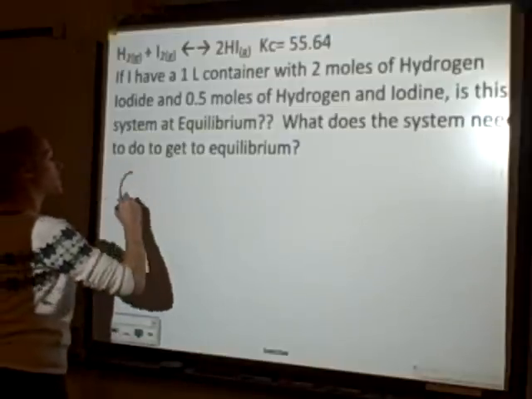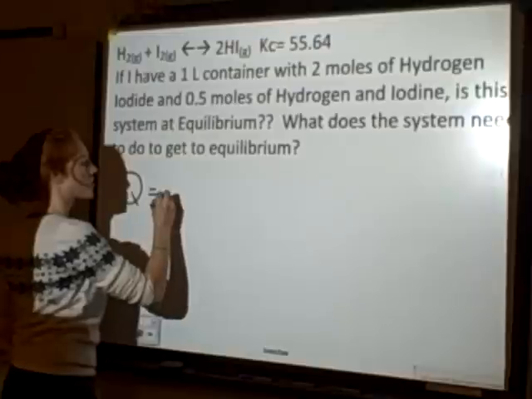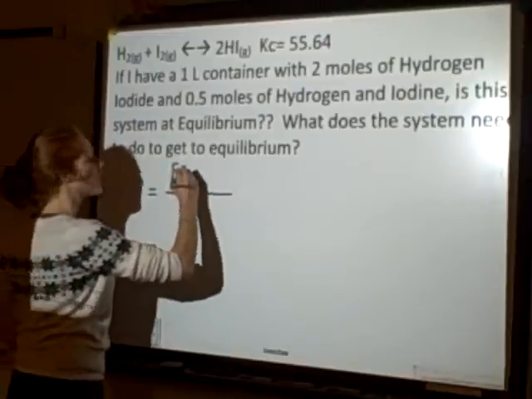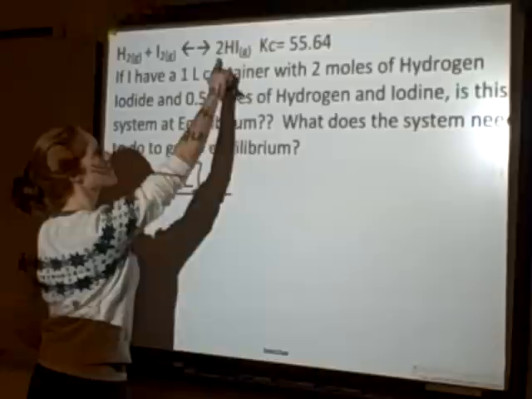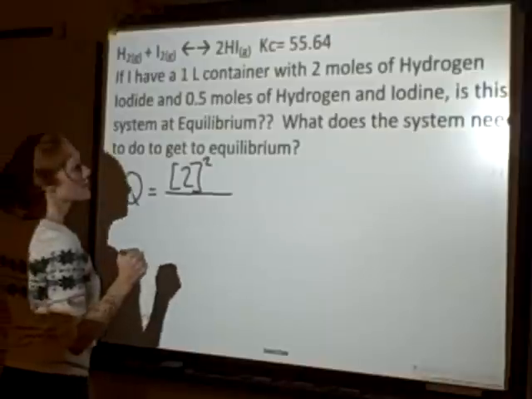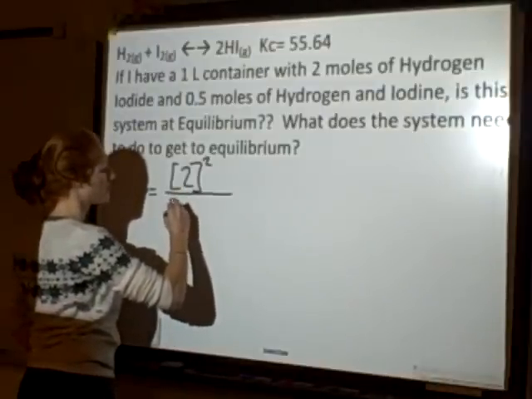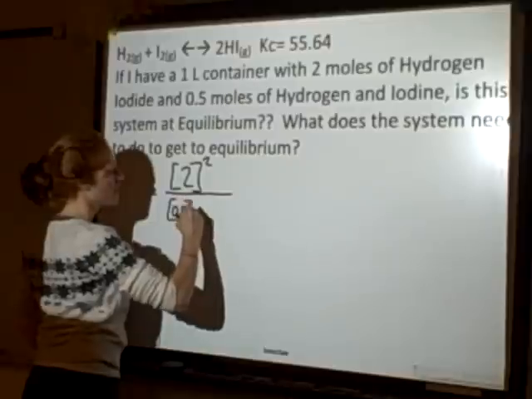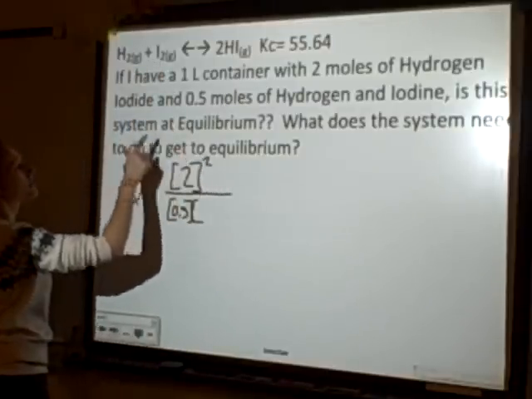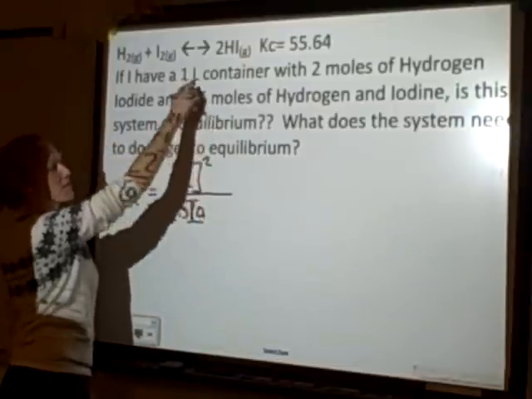So first let's question, am I at equilibrium? It'll be the concentration of hydrogen iodide, which is 2, raised to the coefficient 2, divided by the concentration of hydrogen, so 0.5, multiplied by the concentration of iodine, which was also 0.5. And I'm saying concentration because it's 0.5 moles per liter.